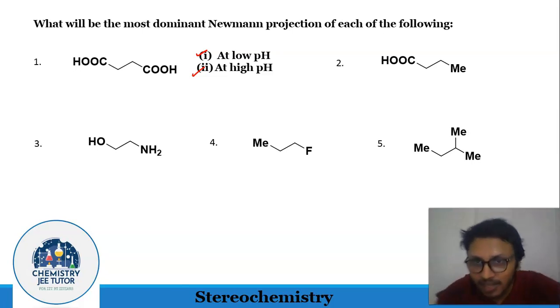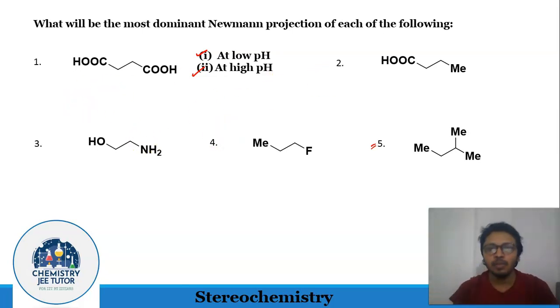Before ending, I'll say this about number 5. In number 5, you have to draw the most stable Newman projection. You can't just say anti and Gauche. If you draw the Newman projections, you will understand that there is more than one anti and Gauche. So in number 5, you have to draw the most stable projection. In all of the cases 1, 2, 3, 4, you have to just tell whether Gauche or anti is most stable or not. But in number 5, you have to give me the drawing of the most stable Newman projection.